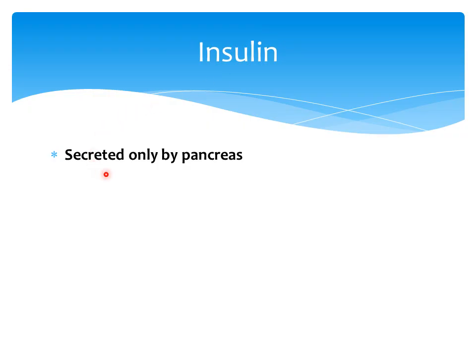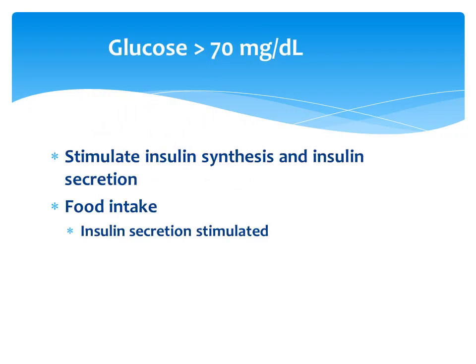Insulin is secreted only by the pancreas. A glucose concentration more than 70 milligram percentage stimulates insulin synthesis and insulin secretion from the pancreas. Following food intake, when the blood glucose starts to rise, insulin secretion is stimulated.